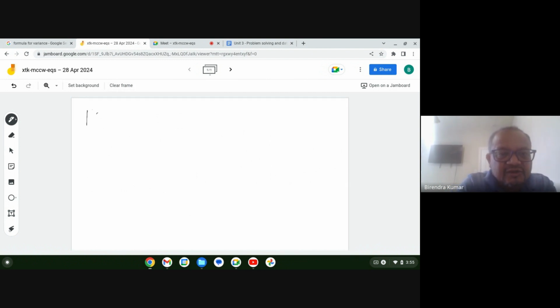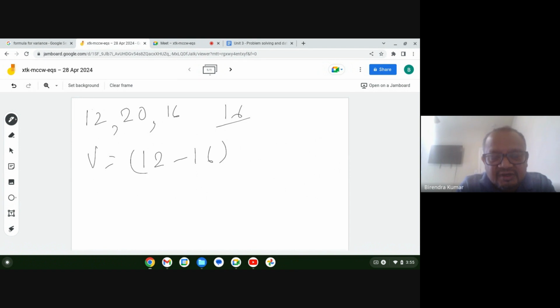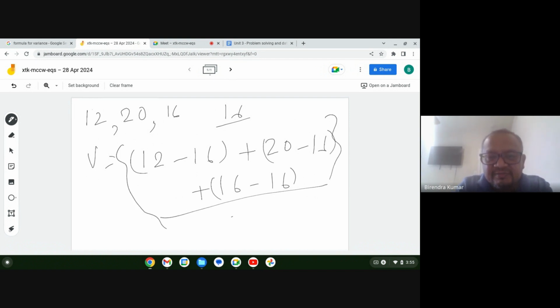So my numbers are 12, 20, and 16. My mean is 16. So the variance will be, let's first find out the first data minus the mean. Plus the second one is data minus the mean, plus the third one is 16 minus the mean. Find out the average of this. So this divided by 3 and then square of whatever you have got. So first number is 12, mean is 16, so this becomes minus 4, plus 20 minus 16 is what?